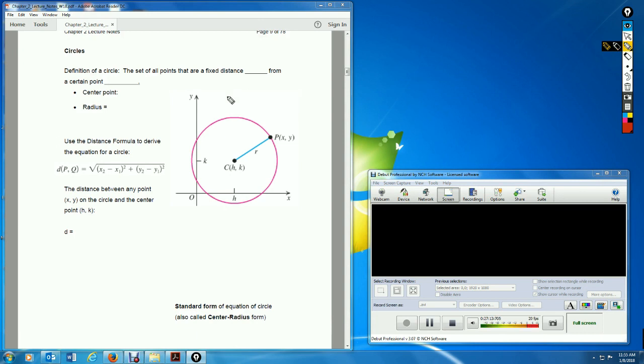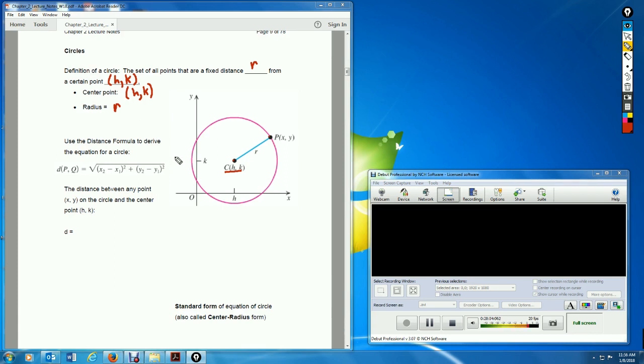So specifically, there's a definition of a circle: the set of all points that are a fixed distance r from a certain point (h, k). Okay, so that specifically is your center point right here. So your center is (h, k). This is just the convention using these particular letters. And then the radius of the circle is r. So the distance from the center out to a point on the edge of the circle, that is r, the radius. Okay. So now we already know the distance formula.